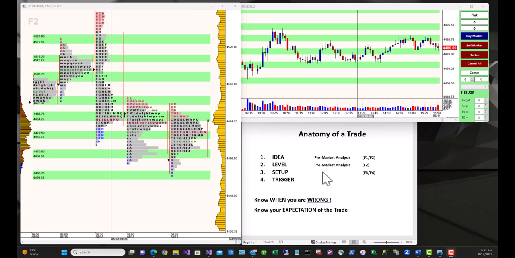If you want to have a tight stop, fine, have a tight stop. If you want to have a bigger stop, that's fine too. It's all about your own personal trading style and how much risk tolerance you have. You need to know when you're wrong though. What is your definition of being wrong? And what is your expectation of the trade?